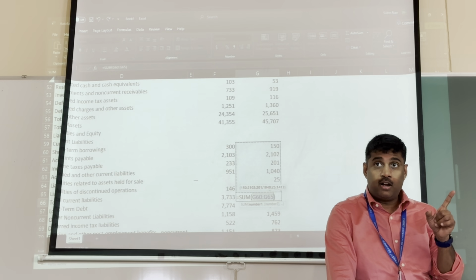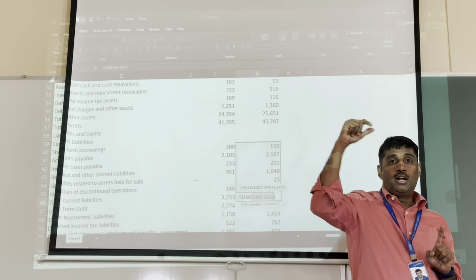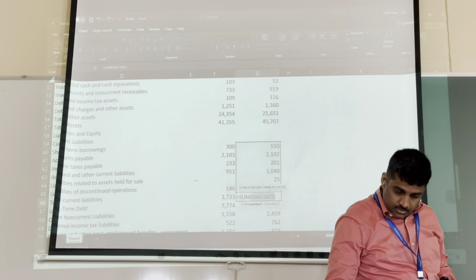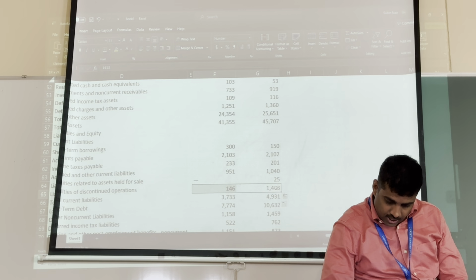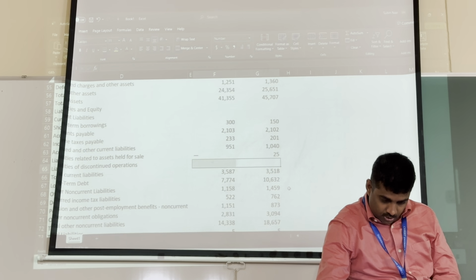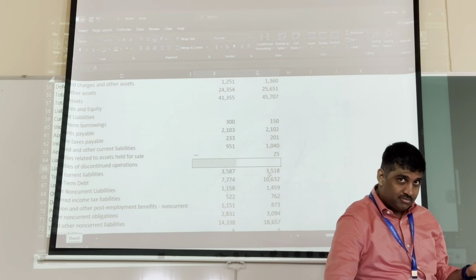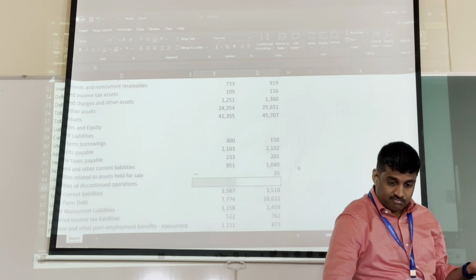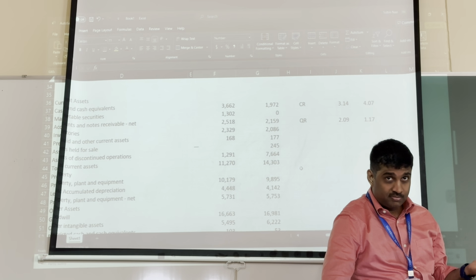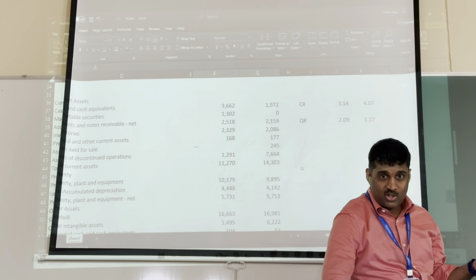I don't know whether you have done this, guys. You need to link all the totals like this. Now look into it. If I remove these two, you see the current liabilities are the same. You see now how the entire thing changed.